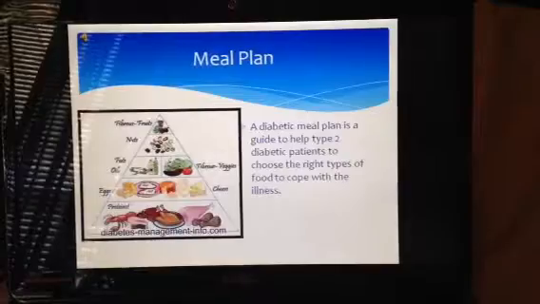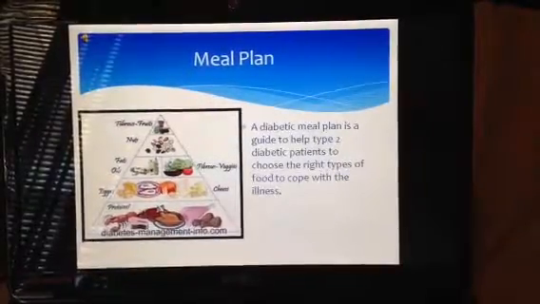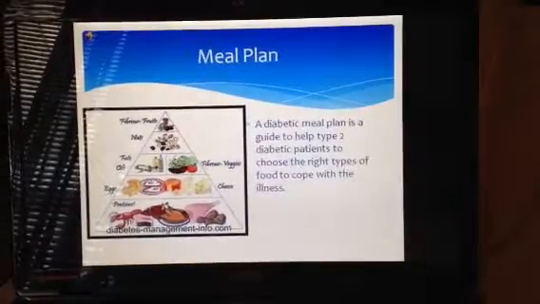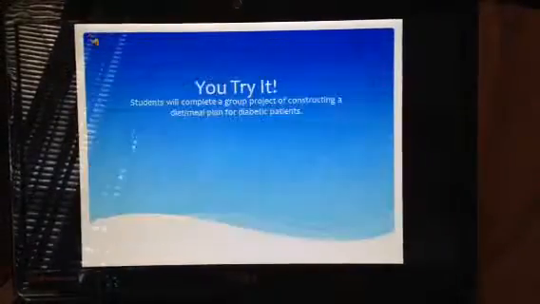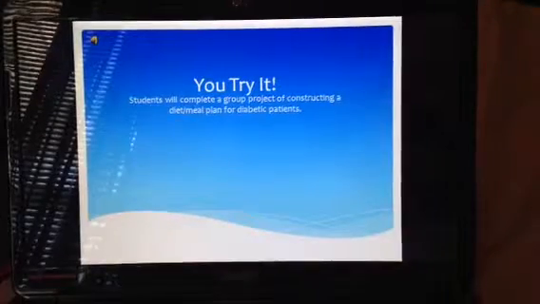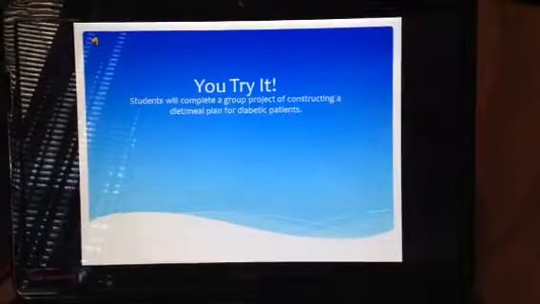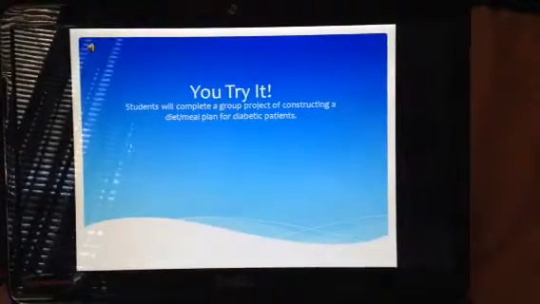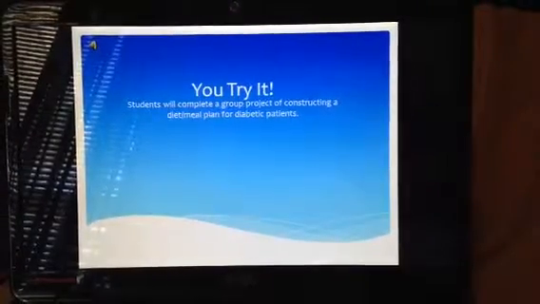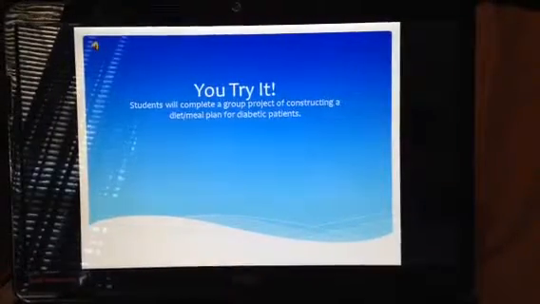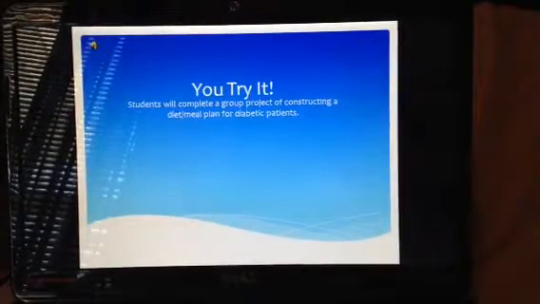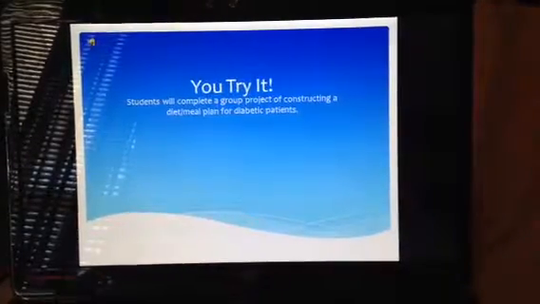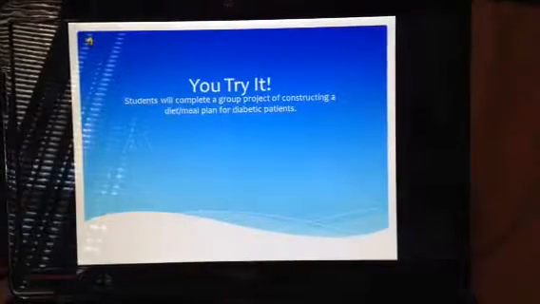And I will ask the students if they had anything to add to it or any questions about the information I just gave them. Lastly, you try it. Students will complete a group project of constructing a diet meal plan for a diabetic patient. I or the students will choose the groups and I will give the instructions, and students have the rest of the class period to construct their own diet meal plan for diabetic patients, which covers objective 3.